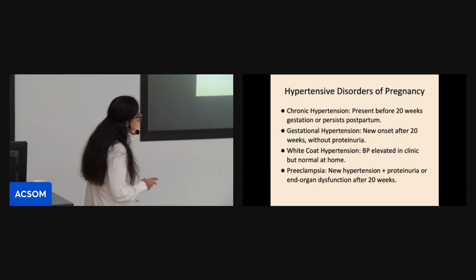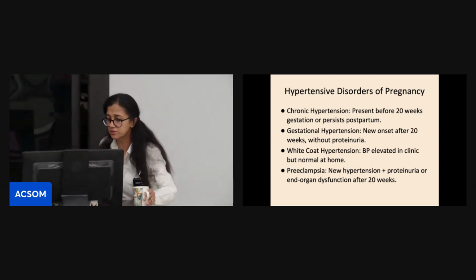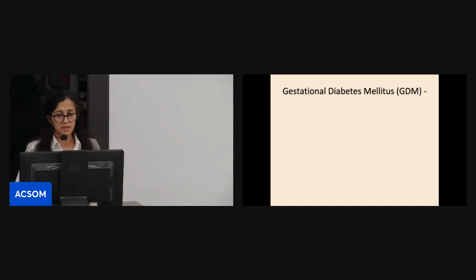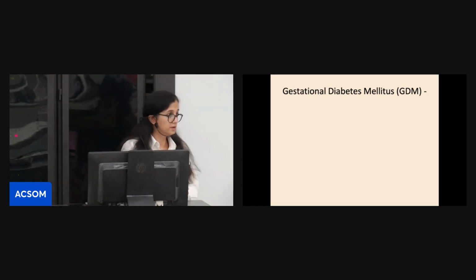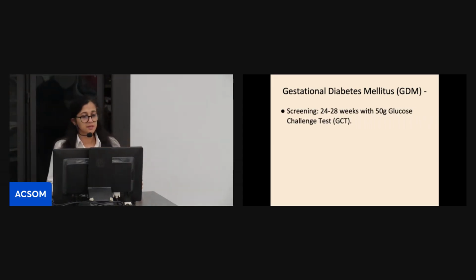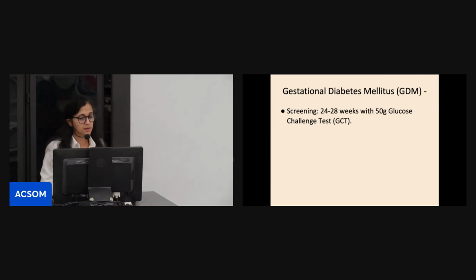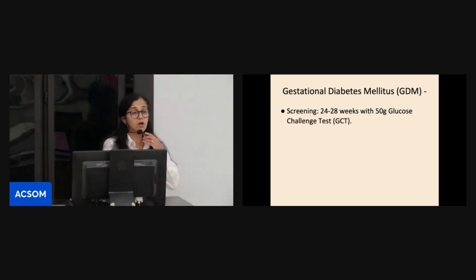So preeclampsia is something that you will be dealing with or treating in your career if you end up in obstetrics. So, gestational diabetes, moving on. Another thing that you will not be in obstetrics very long without seeing is gestational diabetes. We talked about the screening, which is really at 24 to 28 weeks. Where I work, we start with the 50-gram glucose challenge test.